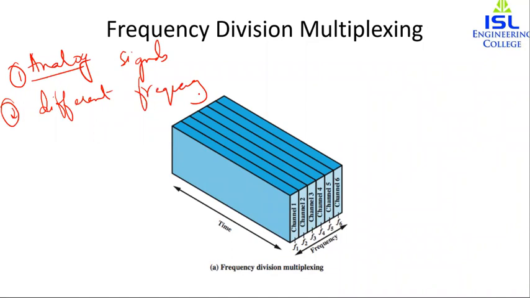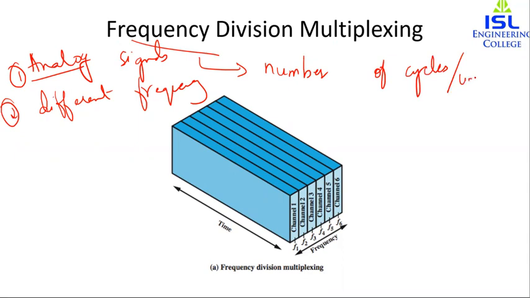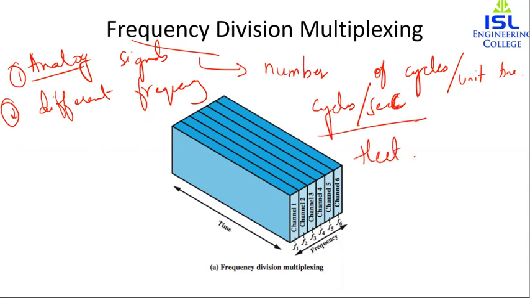Now, to understand the concept of frequency division multiplexing, we have to understand what frequency is. Frequency can be defined as the number of cycles per unit time, that is, the number of analog signals that can be sent over a unit time. It is usually written as cycles per second, or hertz.